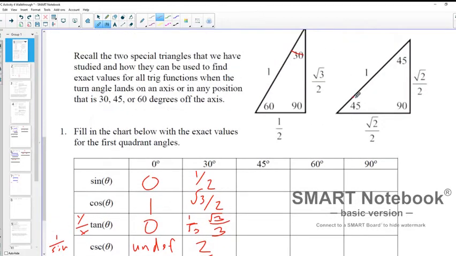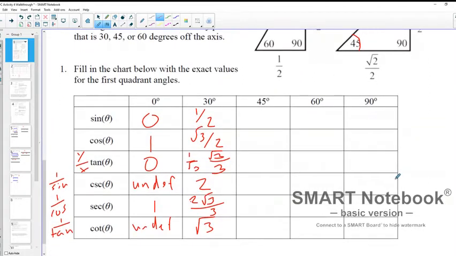45s, we'll go over to this triangle. Here's my 45. Again, just looking at the ratios. So my sine ratio is the square root of 2 over 2. Cosine is also square root of 2 over 2. Tangent is the same number over itself, so that's going to be 1. Cosecant is now the reciprocal of square root of 2 over 2, so that ends up being just plain old square root of 2. And that's for both. And then 1 over 1, when I get to cotangent, would also be 1.